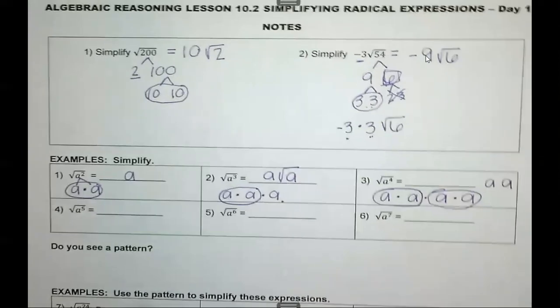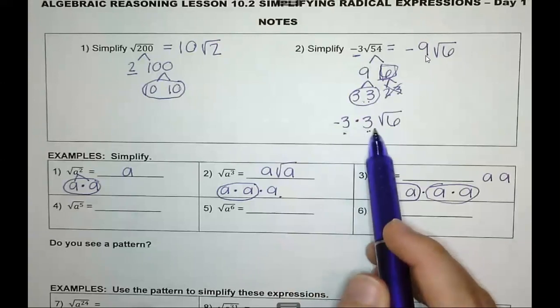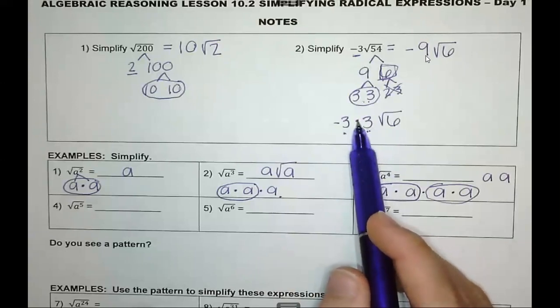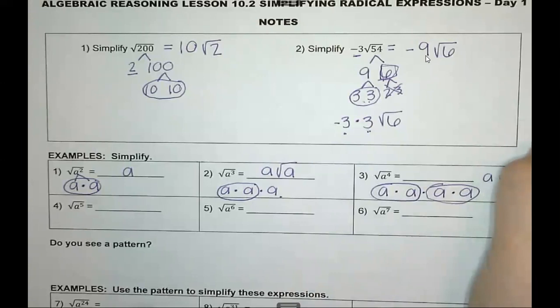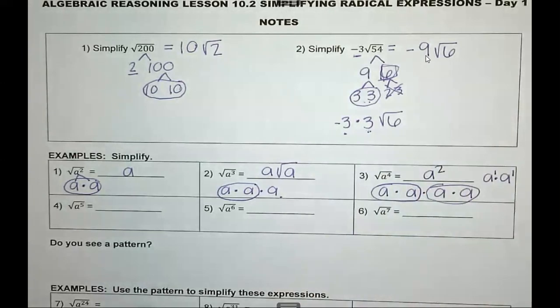Now remember, if you pull out more than one thing, or if you have more than one thing outside of your square root, we multiply them together. So I'm going to have a times a. And remember, when you multiply variables, you add their exponents. Well, there's not one written, but it is an understood 1. 1 plus 1 is 2. So the square root of a to the 4th is a squared.